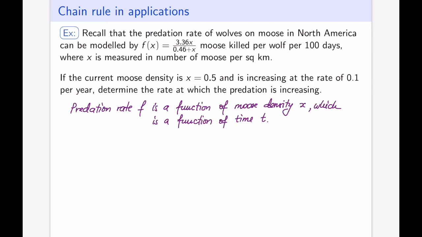So overall, that means that if I build my function f, it depends on x, as was already given, but my x also depends on time t. So I have myself a nested function once again. We are asked to compute the rate at which the predation is increasing. Predation is f, so we are asked to compute the derivative of f of x of t, all primed.